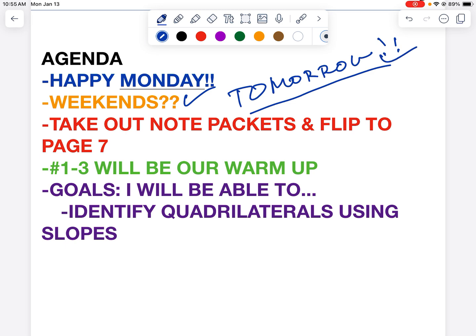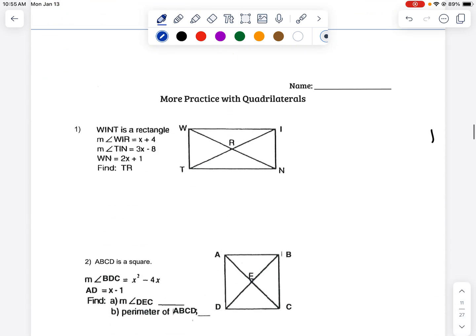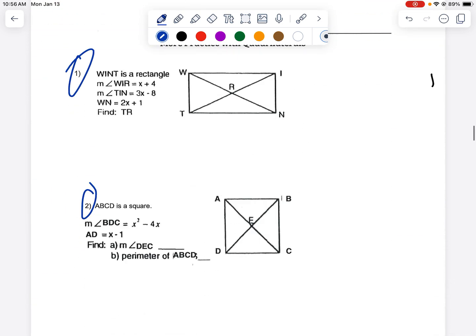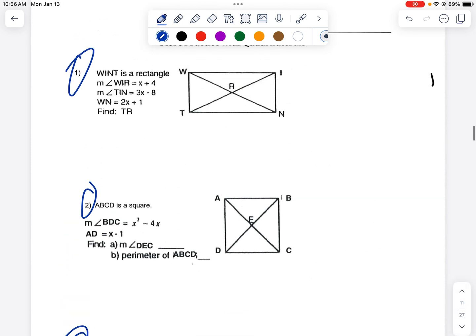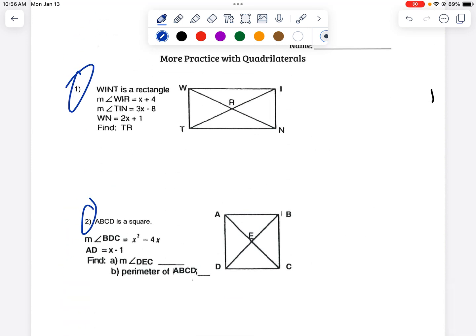All right, sound good? What I'd like you to do is take out your note packets that we've been using, your Chapter 7 note packets, and flip to page 7. It looks like this. We're going to do numbers 1, 2, and 3 as our warm-up today. What I would suggest is try the problems first. Maybe pause the video, if you will, and then give numbers 1, 2, and 3 a shot.